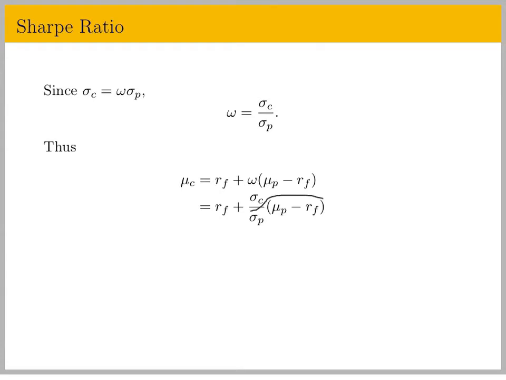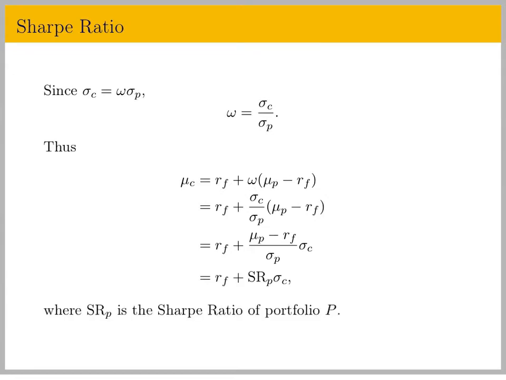Well, if we group the risk premium and the volatility of portfolio P, then what we have is the Sharpe ratio. So the mean return to portfolio C can actually be written, instead of as omega times the risk premium, as the risk-free rate plus the Sharpe ratio times the volatility of C. It's just an alternate way of writing that same equation.